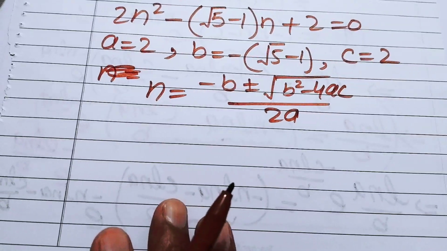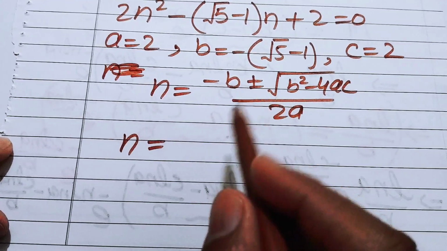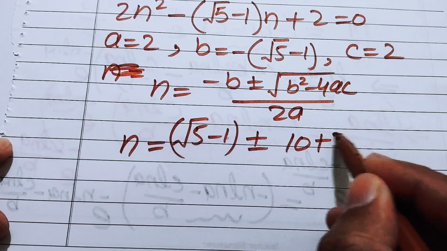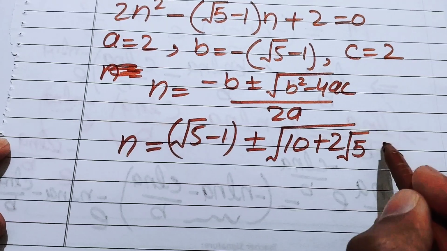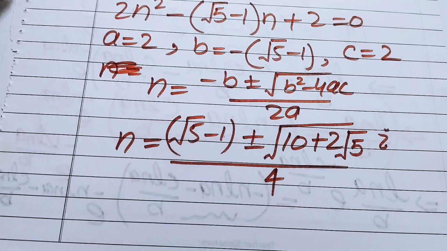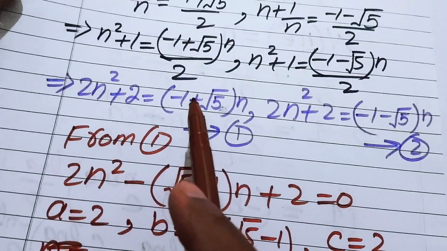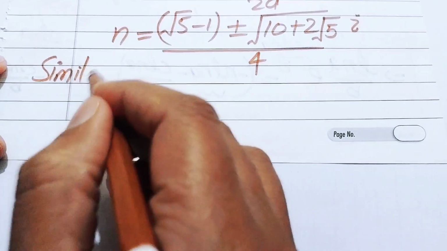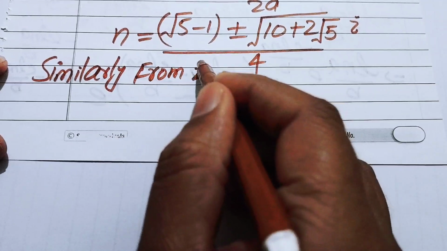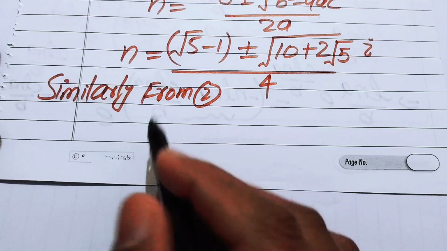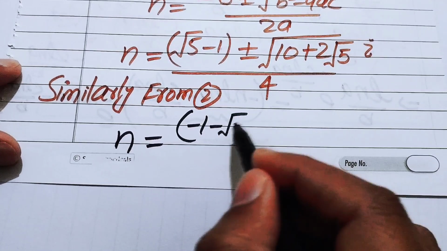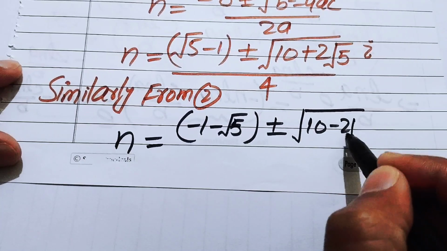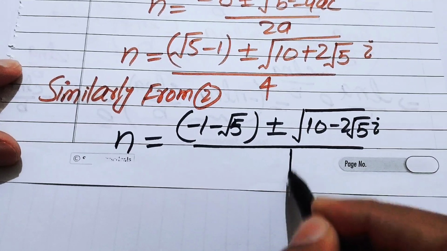So now when you put all the values of a, b and c here, then you finally get the answer of this question in this form: n = ((√5 − 1) ± √(10 + 2√5) i) / 4. So this is the answer of the first equation. And similarly, when you solve the second equation, you get its answer in this way. Similarly from 2, you get the answer from equation number 2 in this form: n = (−1 − √5 ± √(10 − 2√5) i) / 4.